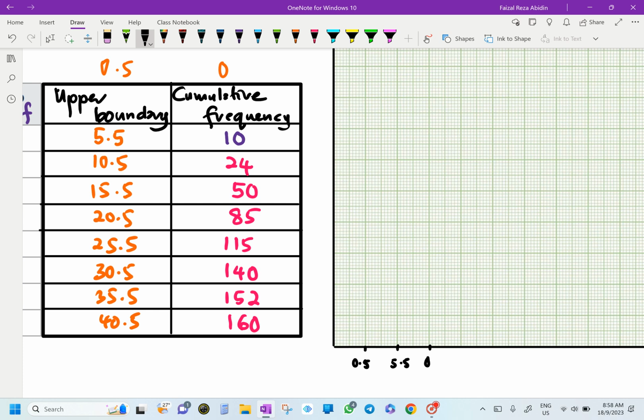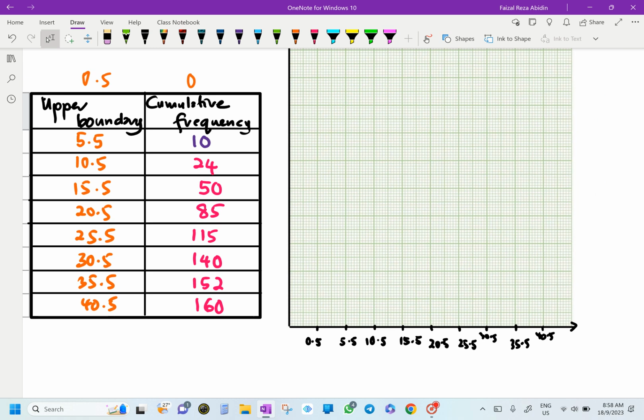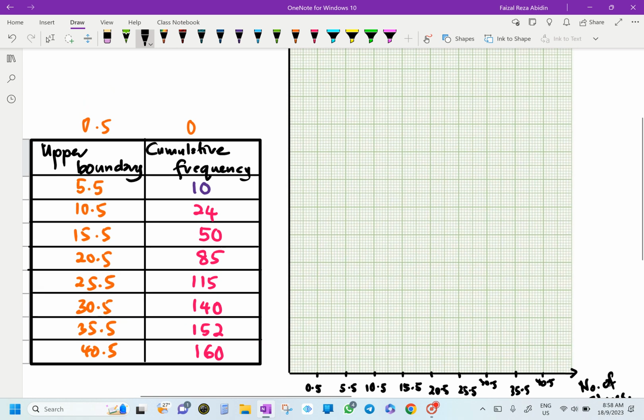5.5, 10.5, sorry, 15.5, enough, huh? 20.5, because I'm using the standard one here. 25.5, 30.5, 35.5, 40.5. Okay, so I got ready for my boundary over here. Our upper boundary here is going to be number of mistakes. Okay, this one, the title, you must put number of mistakes there for our upper boundary.